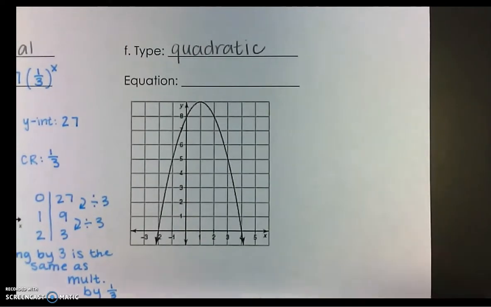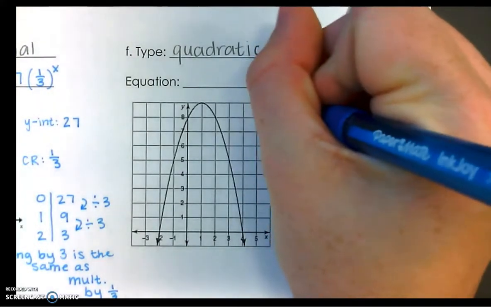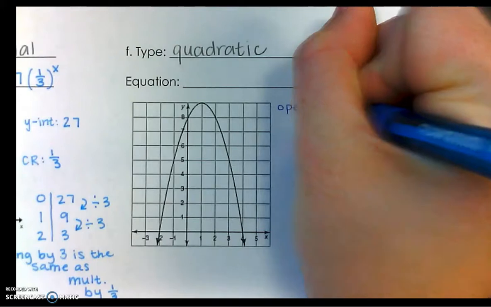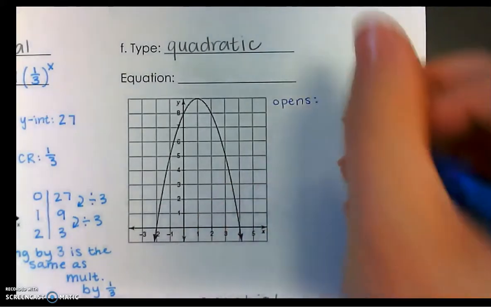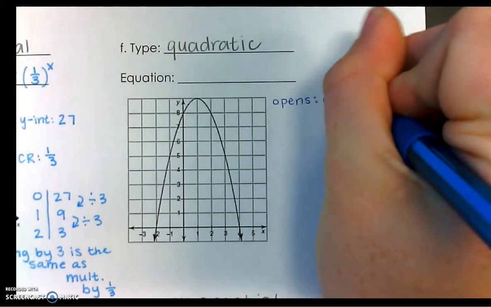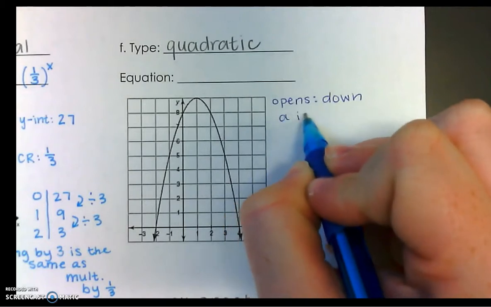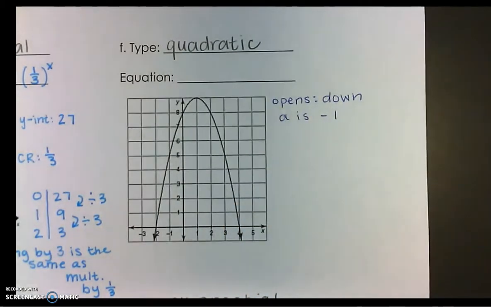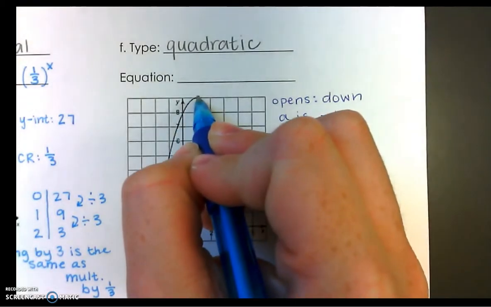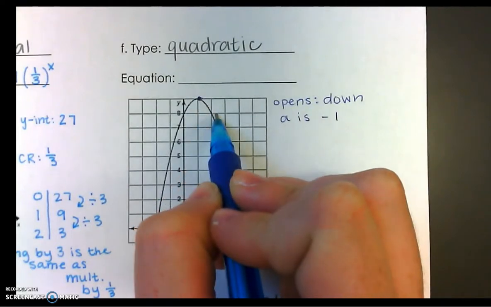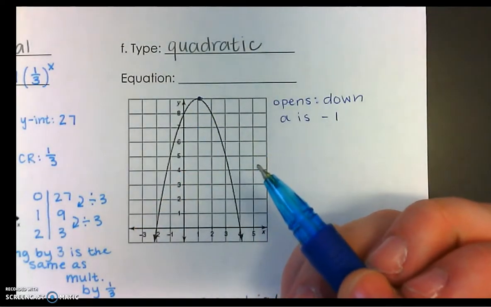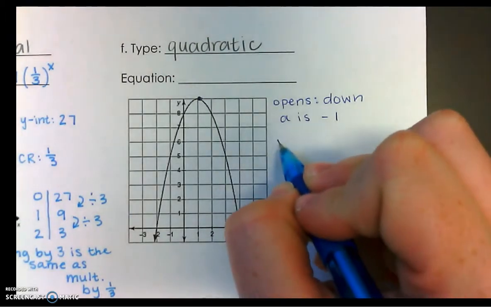For letter F, the first thing I want to see is how it opens. This graph opens down. The arrows are pointing down, so it's opening down. That means that my a is negative, and for us, it's just going to be 1. So you don't have to worry about it being negative 2 or negative 5 or anything like that. Just negative 1. Another way you can do that is if you start at your vertex and think about rise over run to get to the next point, it would be down 1 over 1. So negative 1. I'm going to use the vertex method for this one.